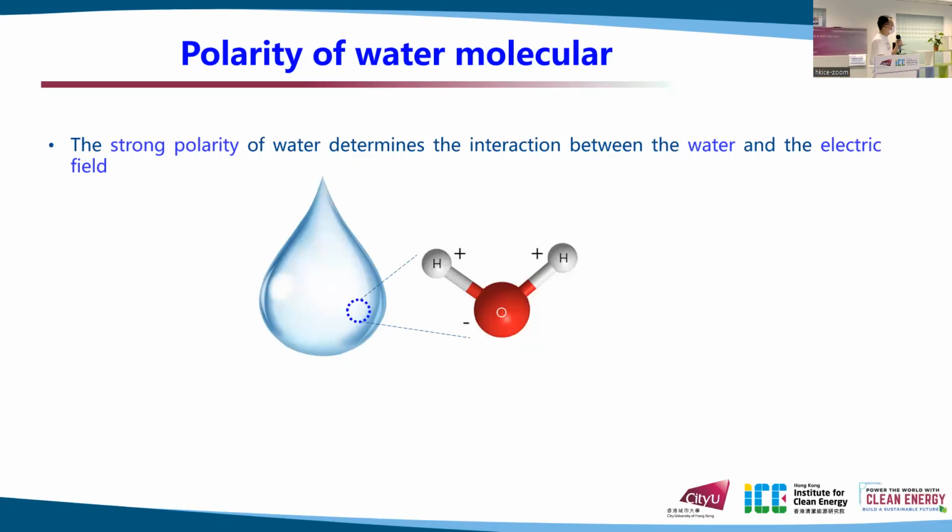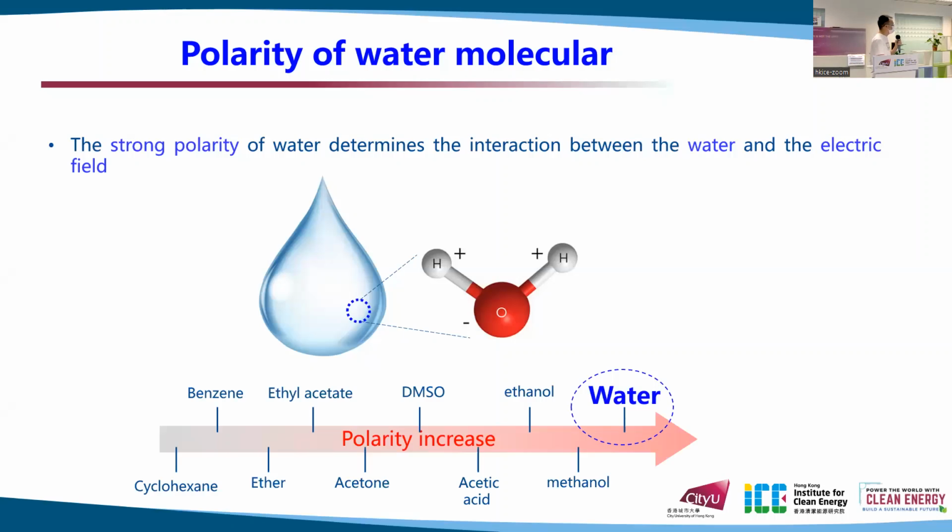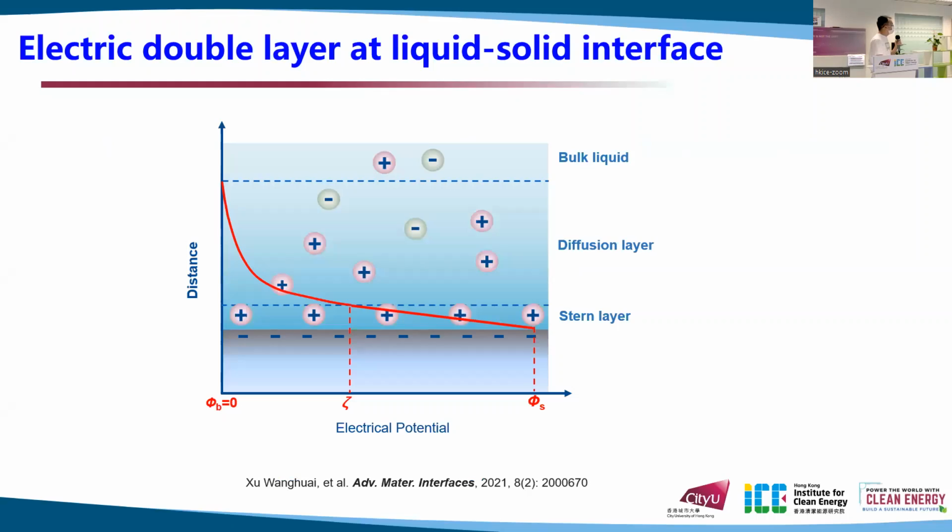Water is composed of two hydrogen atoms and an oxygen atom, and the center of the two hydrogen atoms does not locate at the position of the oxygen atom, which means that water molecules are polar molecules, and the polarity of water is far larger than other liquids. So water can have a stronger interaction with the electric field.